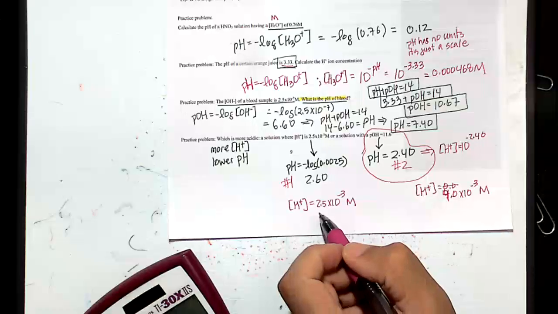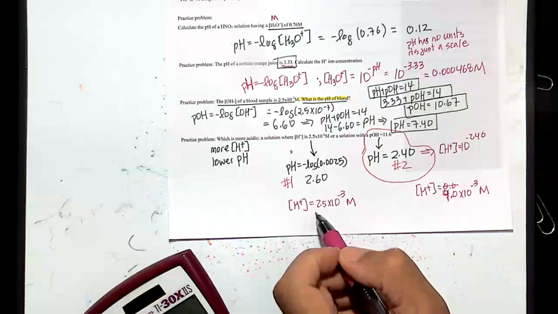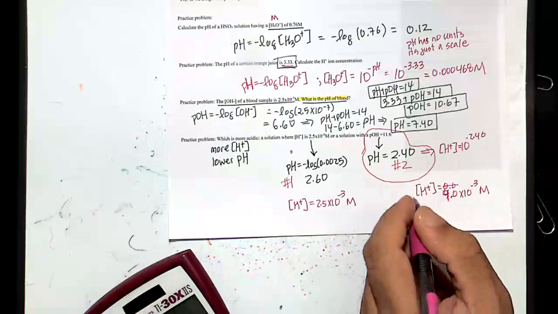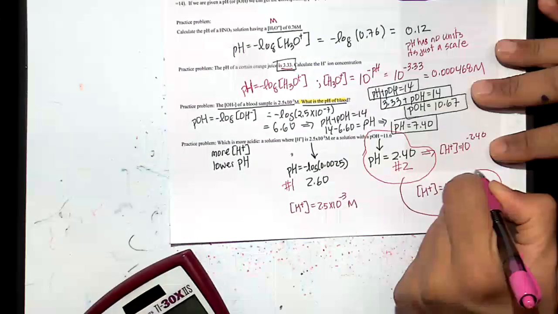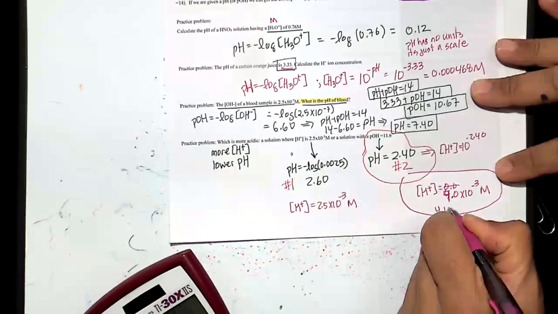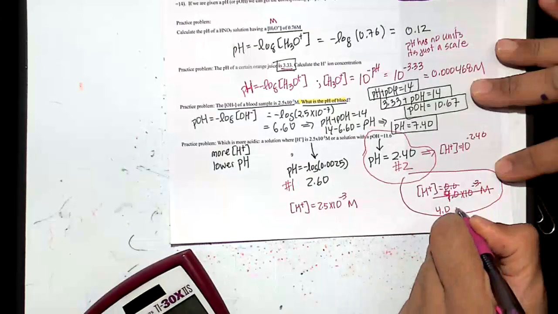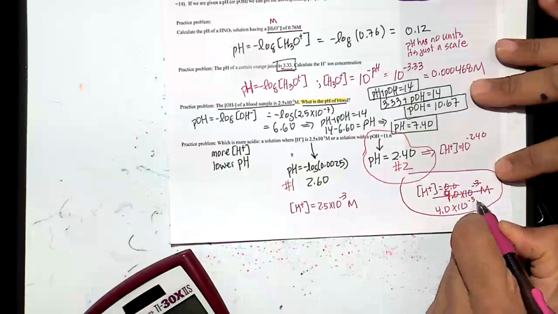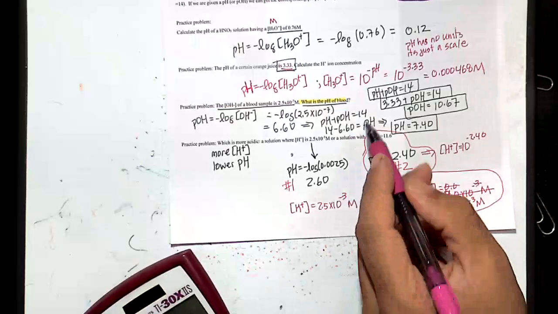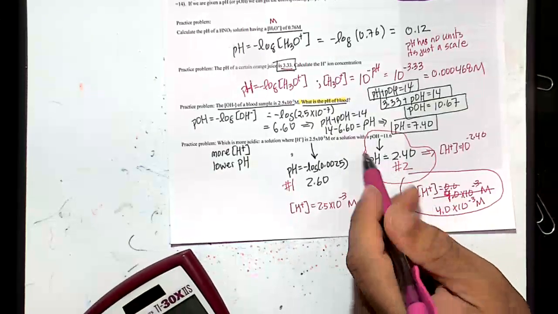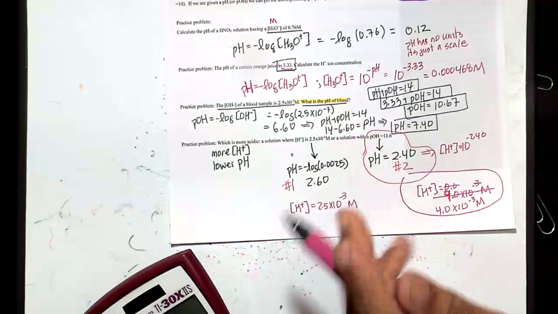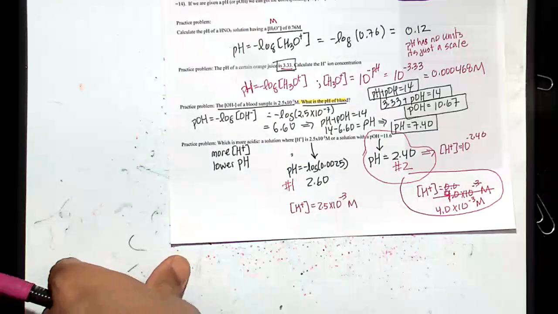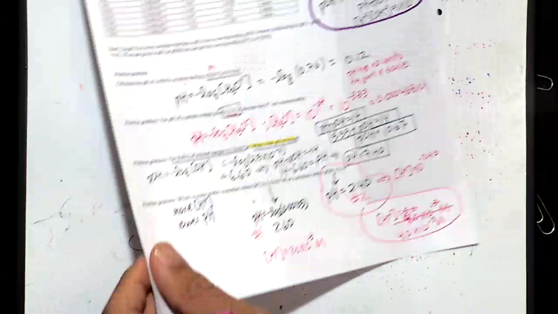So which is more acidic, has more protons, the one that's 2.5 times 10 to the minus 3 or the one that's 4.0 times 10 to the minus 3? Obviously the one that is 4.0 times 10 to the minus 3 is more acidic. It has more protons. It's more concentrated. However you put it, this one is most acidic. All right, so let's move on here.